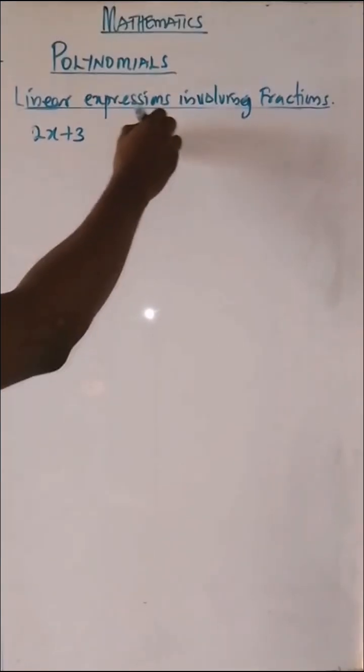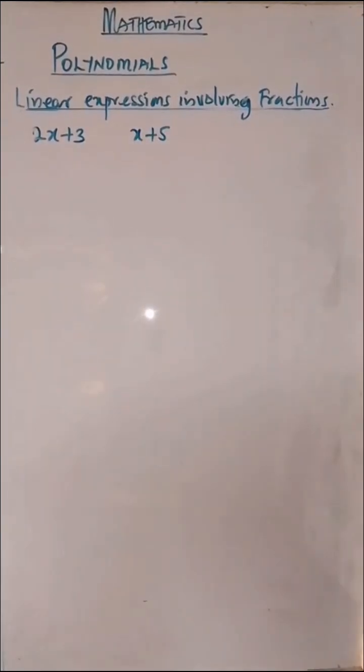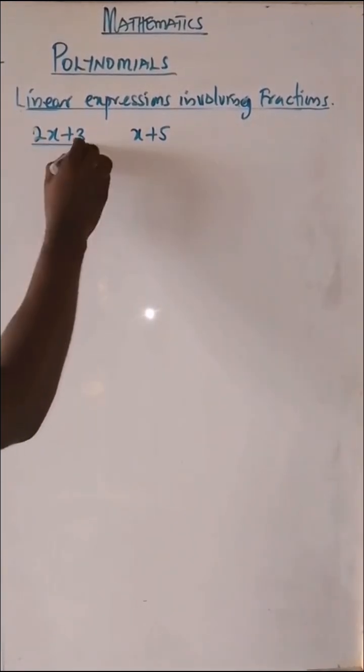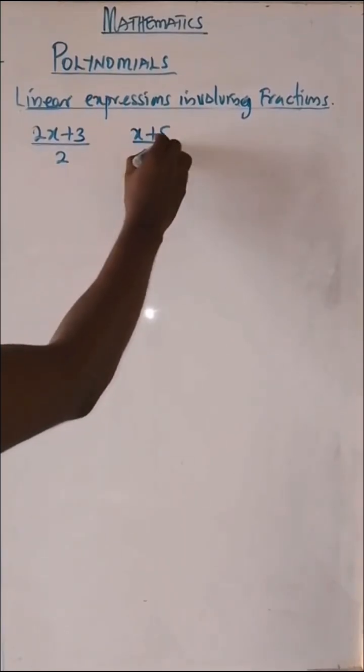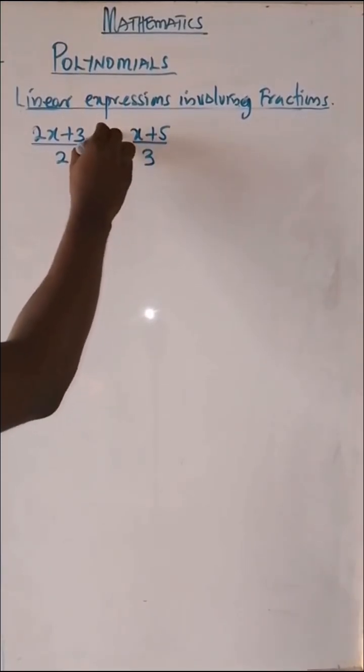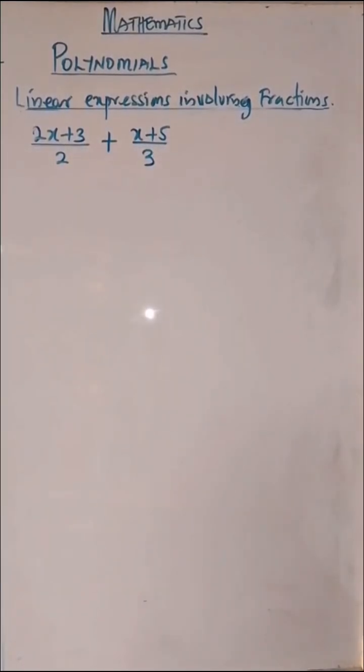Now look at this. 2x plus 3 is the linear expression. x plus 5, another linear expression. So let's also have something like this, divided by 2, divided by 3. So here we are adding 2 linear expressions. What will be the answer?